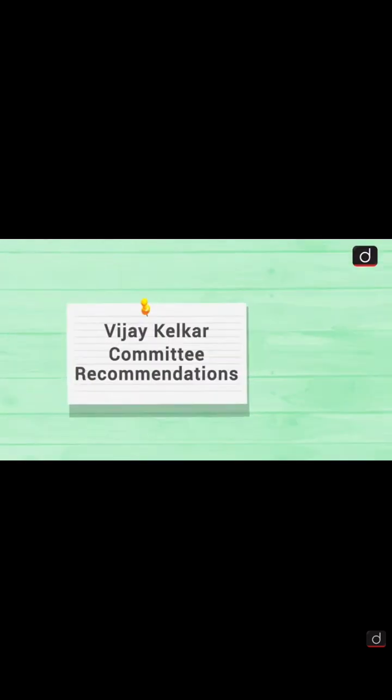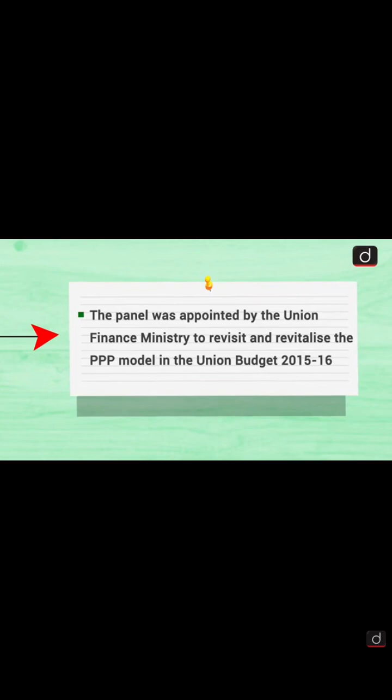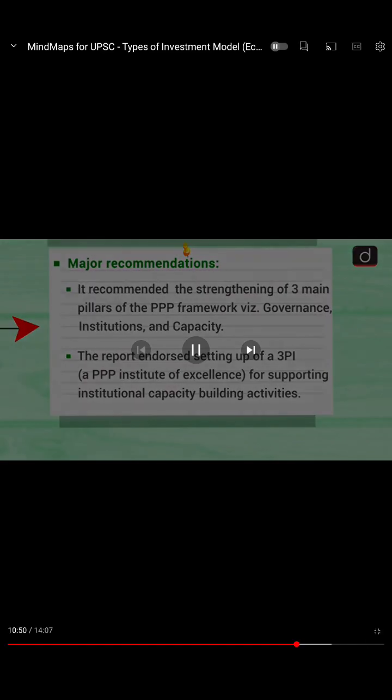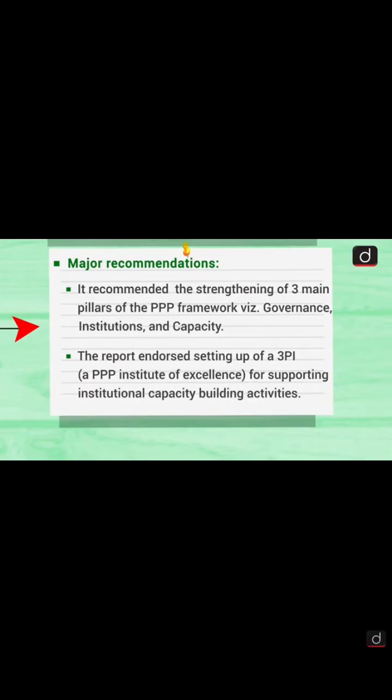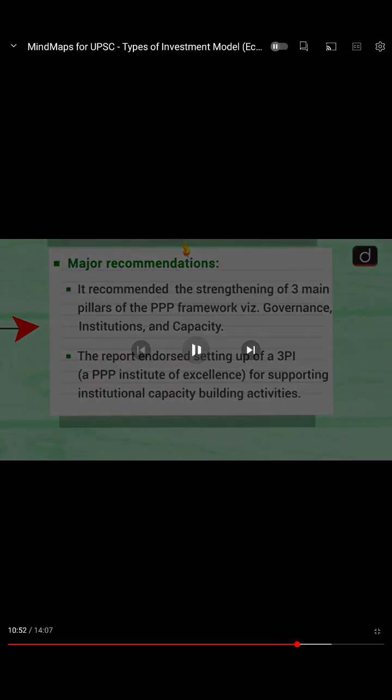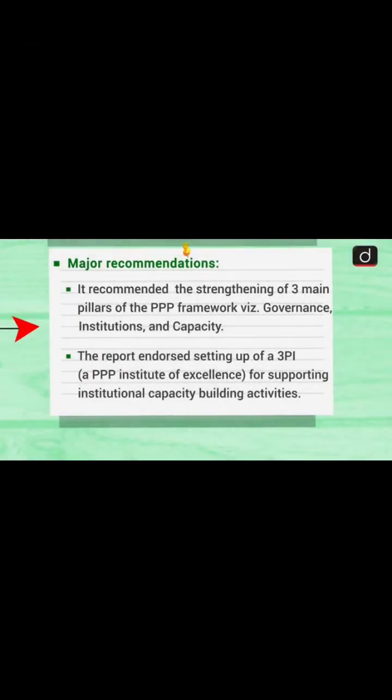The Vijay Kelkar committee's recommendations on this are as follows. The panel was appointed by the Union Finance Minister to revisit and revitalize the PPP model in Union Budget 2015-16. It also gave a major recommendation that it recommended strengthening three main pillars of the PPP framework: governance, institution, and capacity. Three main pillars. And also the report endorsed setting up of 3PI, the PPP Institute of Excellence, for supporting institutional capacity building activities. So these all are the recommendations that the report endorsed.